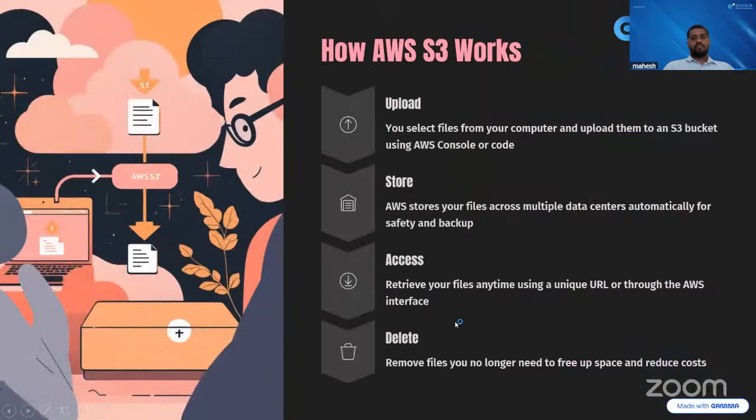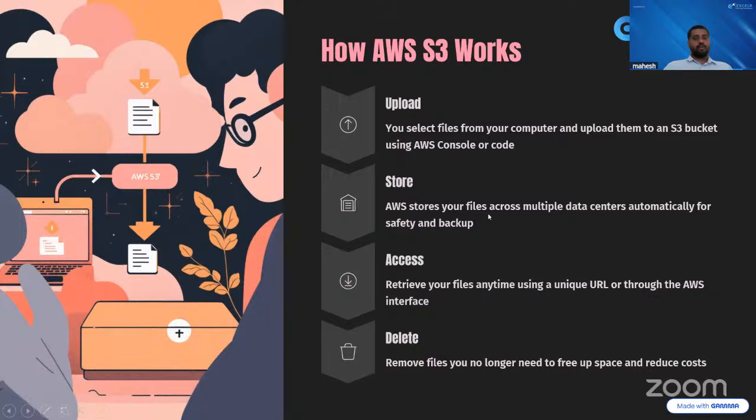So how does AWS actually work? It is very simple and easy to understand. First of all, we have to upload all the files from your computer to the S3 bucket. Just now I have explained that the first step is to create an S3 bucket. After creating the S3 bucket, we have to store our data inside it and access the data.